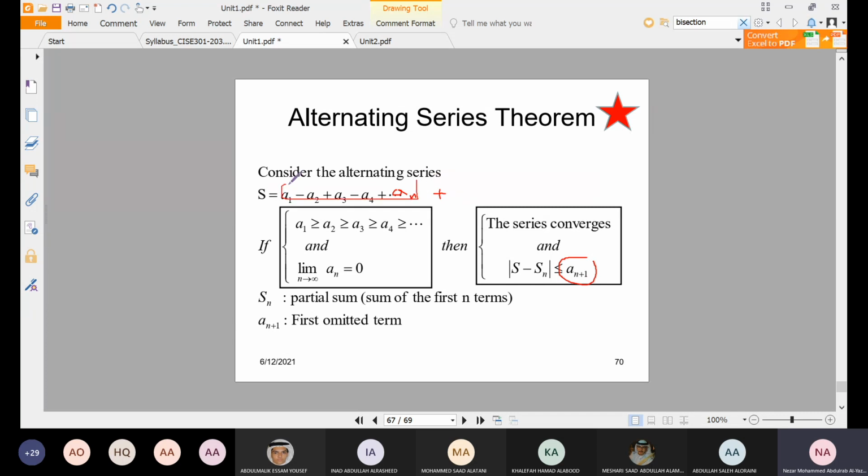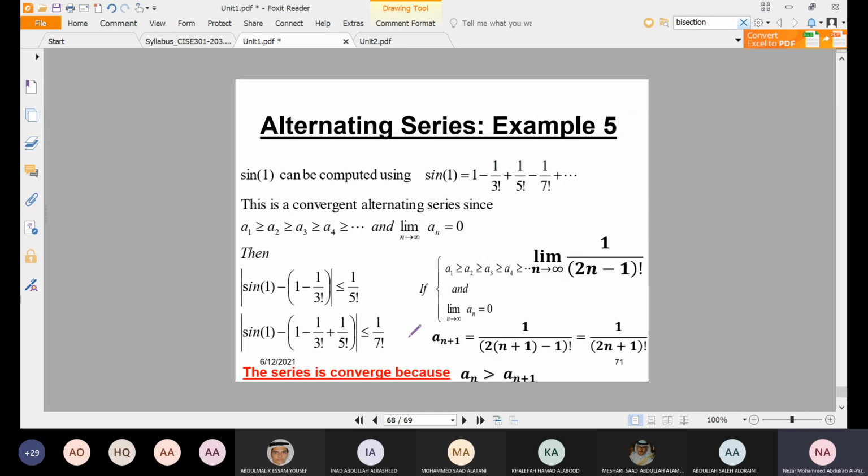If my approximation goes up to a_n, this is my approximation, so the first omitted term will be a_{n+1}. That means the truncation error, the exact function S minus the estimation, is no larger than the first omitted term. This is the remainder that we have, and we call it the first omitted term.